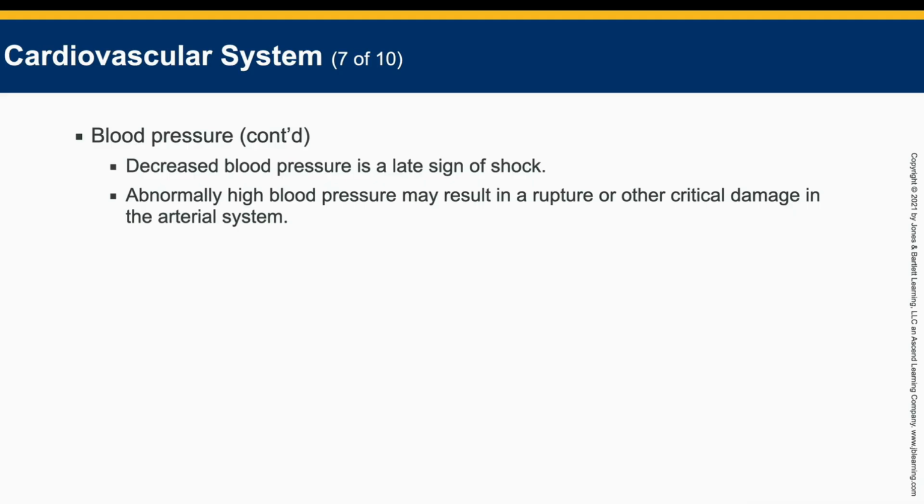abnormally high blood pressure, also known as hypertension, can also be dangerous. Extremely high blood pressure can place significant stress on the arterial system, potentially leading to ruptures or other critical damage to blood vessels. Monitoring blood pressure helps recognize both poor circulation and dangerous increases in vascular pressure.